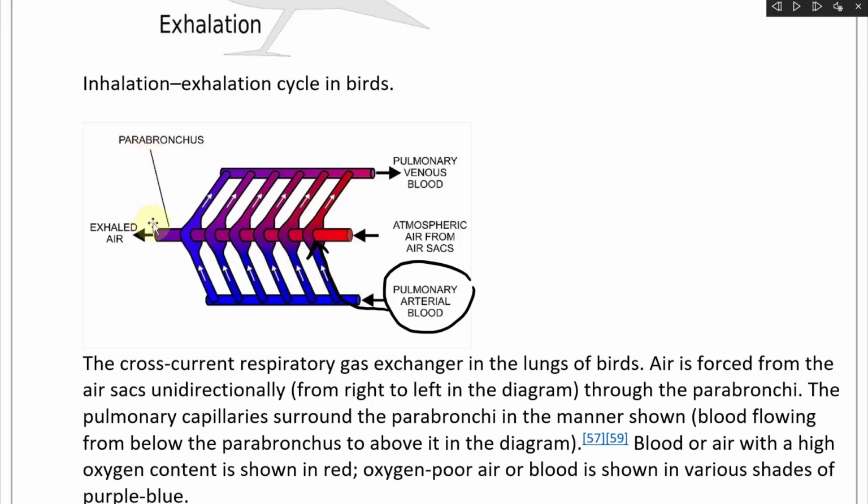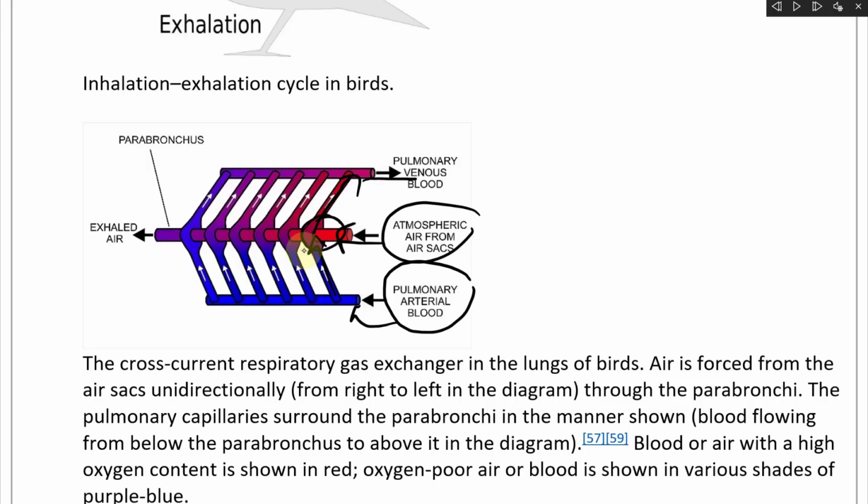So there's a parabronchus right here in the middle. The blood pumps into the pulmonary artery there, and you have it over here. Then you have atmospheric air from the air sacs going in here, and when the pulmonary artery gets inside, this oxygenates it. And then this takes it over to the pulmonary veins, back to the heart, and then to the rest of the body after that.